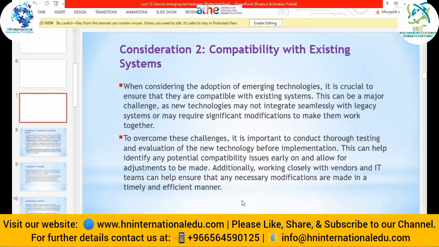So that is really necessary when you are adopting any new technology or software: it should be compatible with existing systems, so that your data isn't lost. You shouldn't have any loss. When considering the adoption of emerging technologies, it is crucial to ensure that they are compatible with existing systems. This can be a major challenge, as new technologies may not integrate seamlessly with legacy systems or may require significant modifications to make them work together.